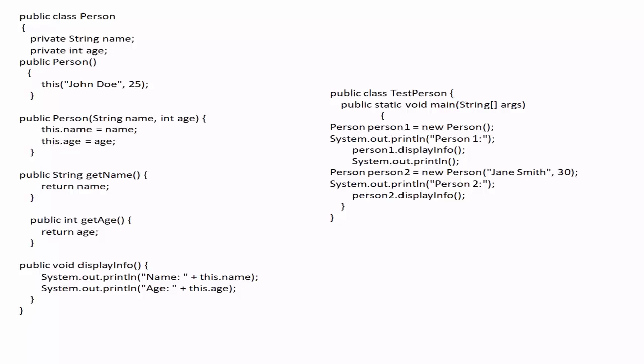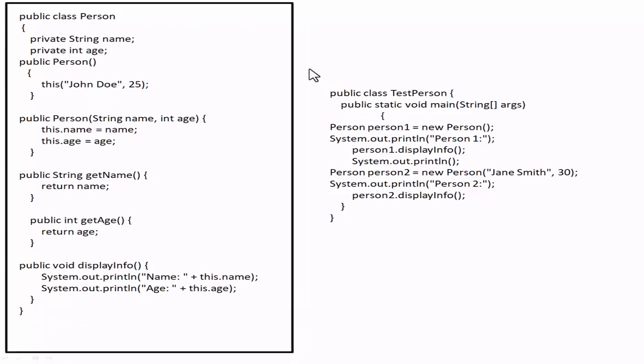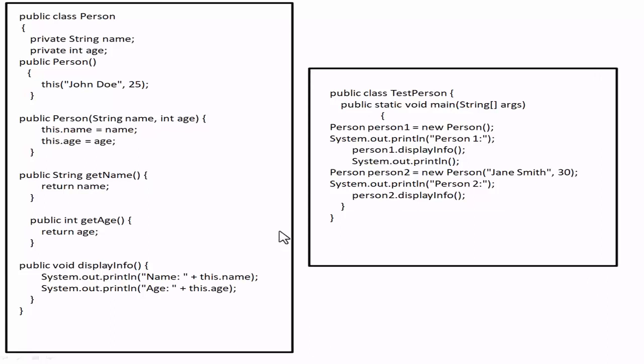So how are you using this? Here, if you consider a particular class, you have two classes. The first class is Person, the other class is TestPerson. The class Person contains different attributes which are declared as private: private String name and age. So two attributes we are using, name and age.